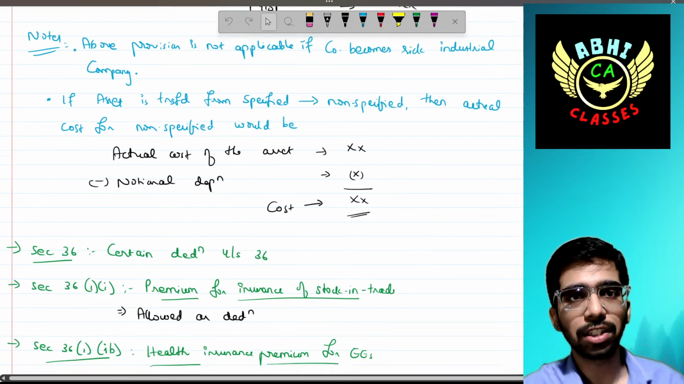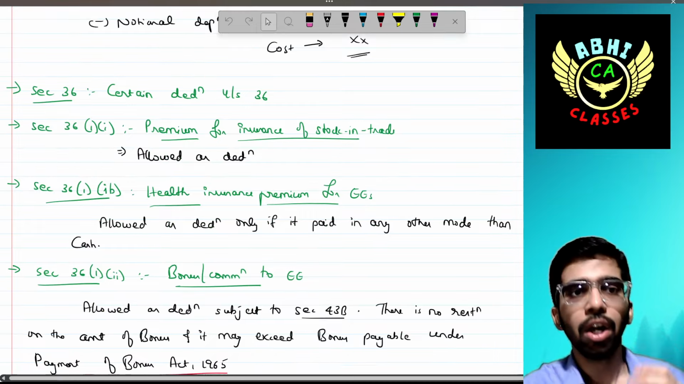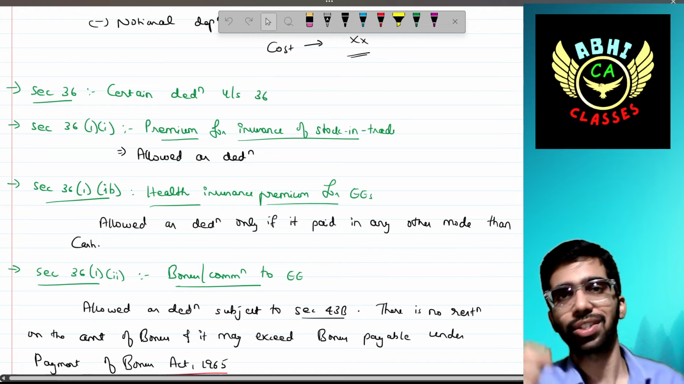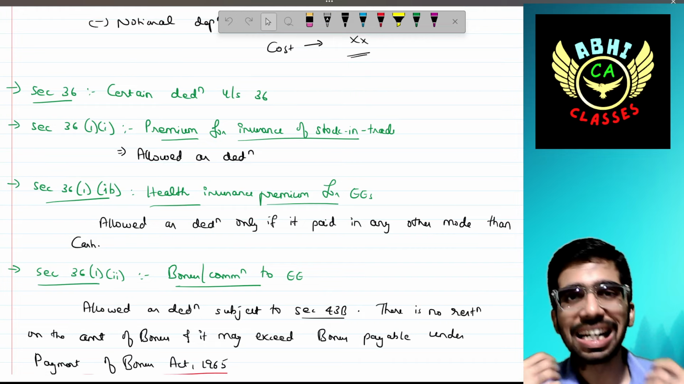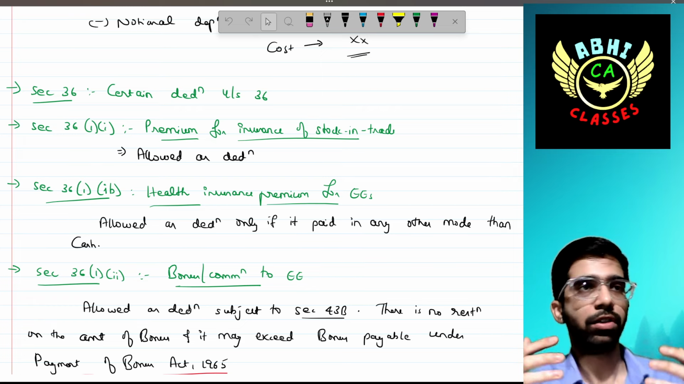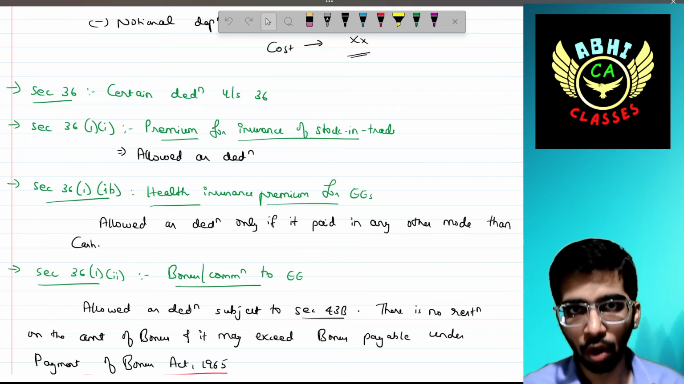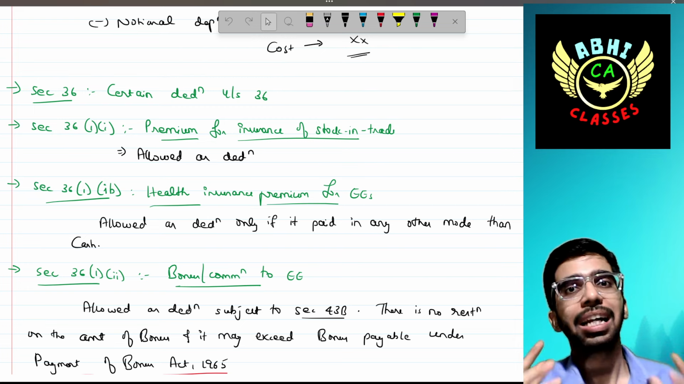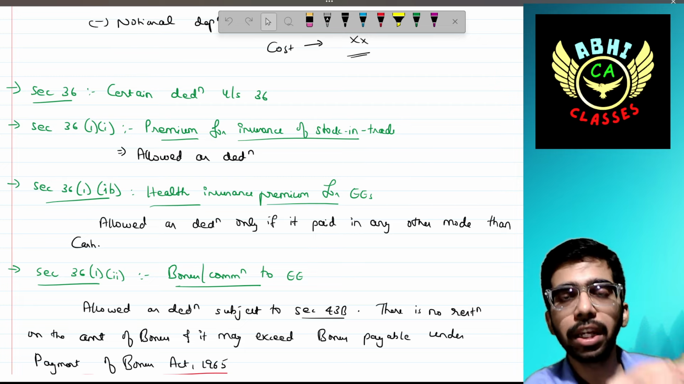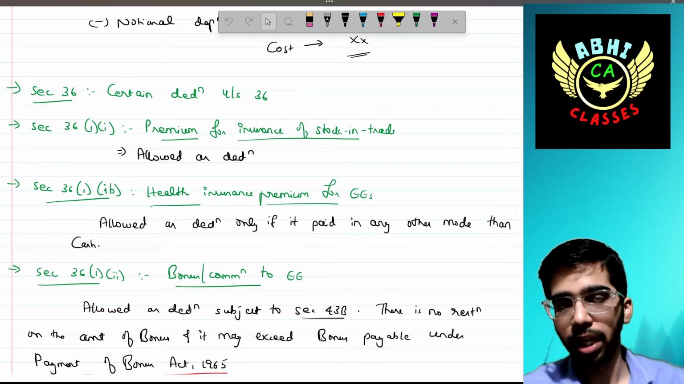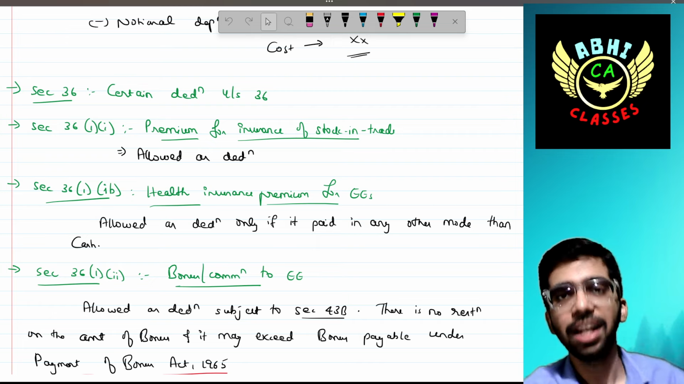We have discussed it till section 35AD, that is specified business, right? We are now going to section 36, that is certain deductions under section 36. Okay, section 36(1)(i) says premium for insurance of stock in trade. Let's say, for example, you have stock in trade in your business for which you are paying insurance, that is allowed as per income tax authority. If you are debiting any insurance premium with regard to the stock, then it is also allowed. No deductions would be there, so no disallowance would be there, it is allowed.